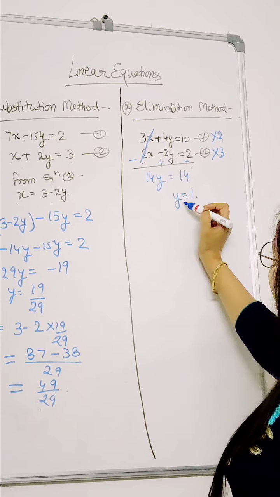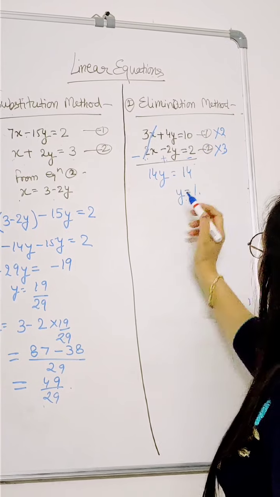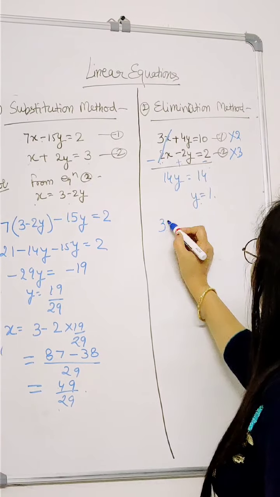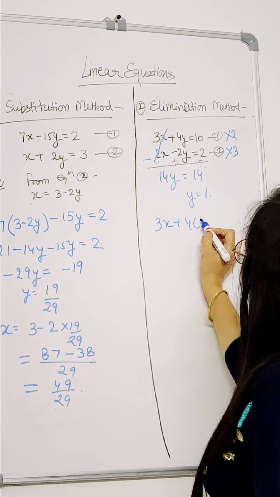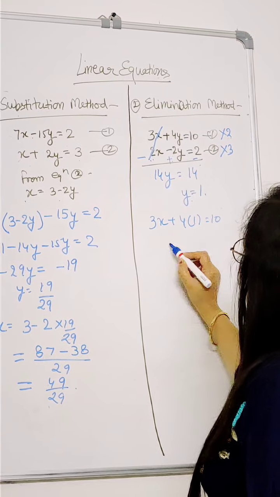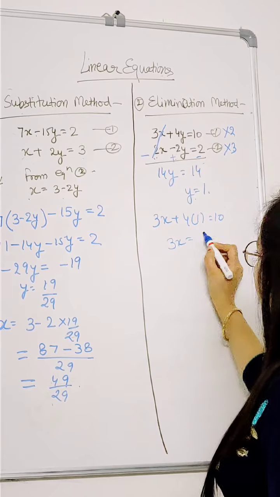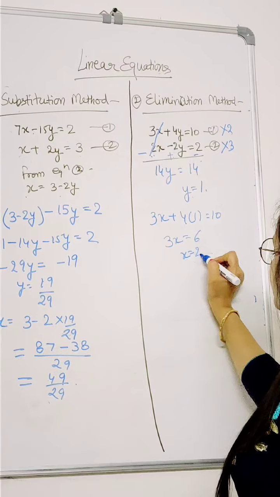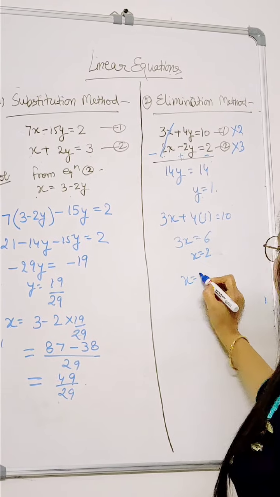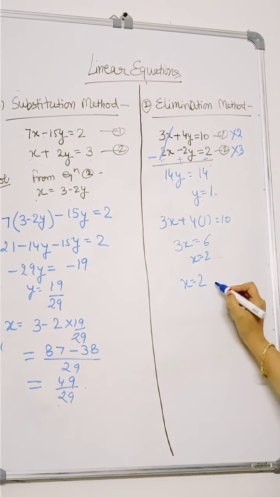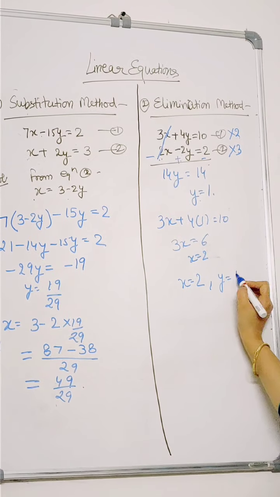Now we put the value of y in either equation 1 or equation 2. We get 3x plus 4y is equal to 10. 3x is equal to 10 minus 4, 6x is equal to 2. So the solution of this pair of linear equations is x is equal to 2 and y is equal to 1.